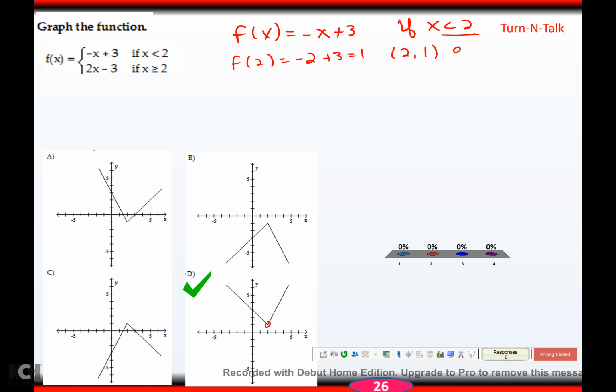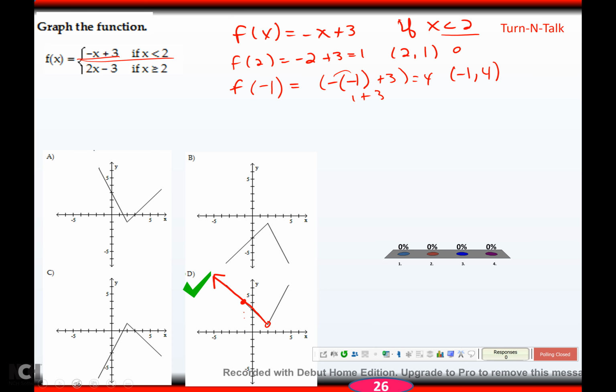Pick something smaller than 2, so let's pick, I don't know, negative 1. I'd have negative 1 plus 3. That's going to be 1 plus 3, which is going to be 4, so I have negative 1 comma 4. Negative 1, 1, 2, 3, 4. And again, I know that this is a line, so if I connect those making a line, there's negative x plus 3 if x is less than 2.